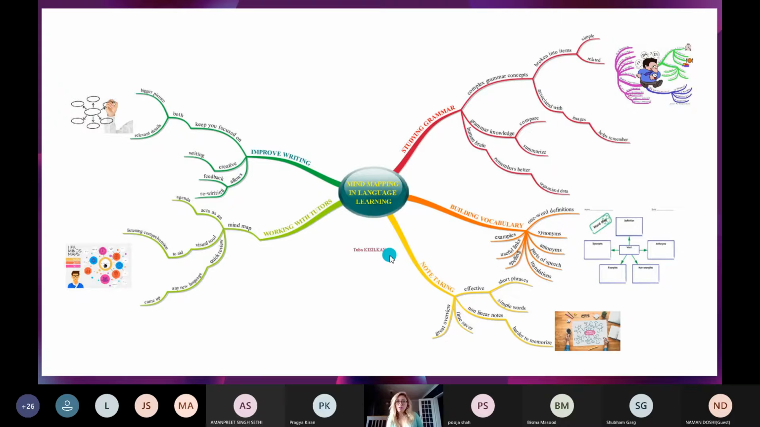So in building vocabulary, we usually use one-word definitions, and you can include the synonyms, the antonyms, and also the parts of speech. And you can also include some translations in your native language. And you can also add some examples and useful links, and also the spelling. So you can add anything related to vocabulary.